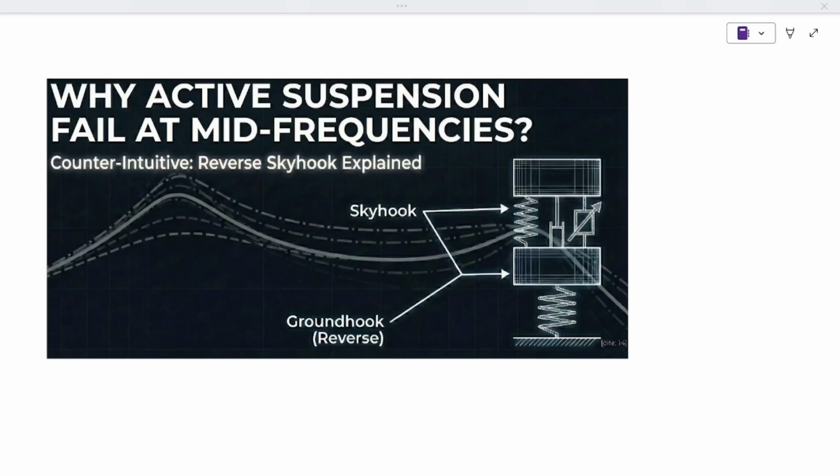In a previous video, I mentioned the reverse skyhook theorem. Some audience asked if I could provide real-world vehicle data to demonstrate it. In this video, I will use actual parameters to build a model, establish the kinematic equations, and run a simulation.